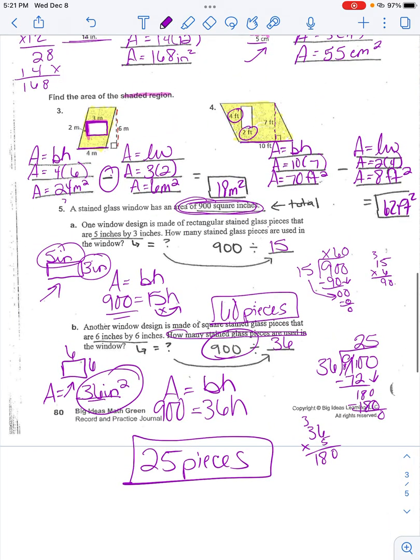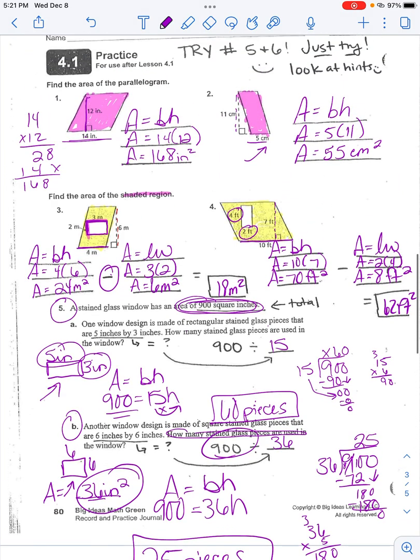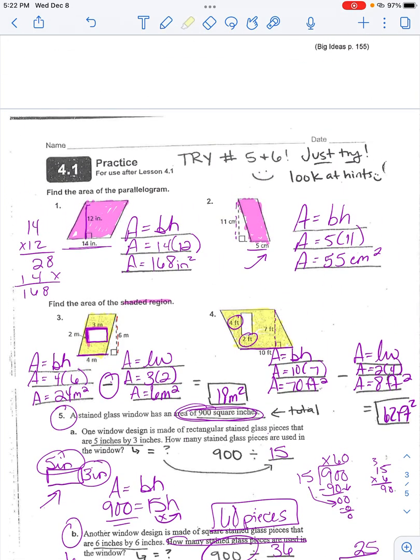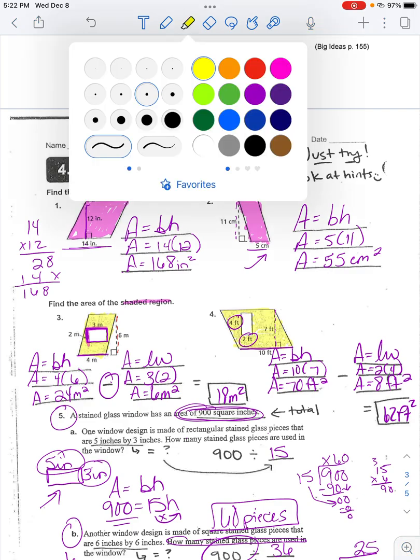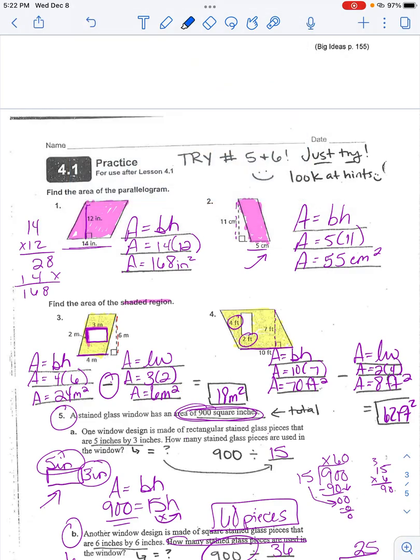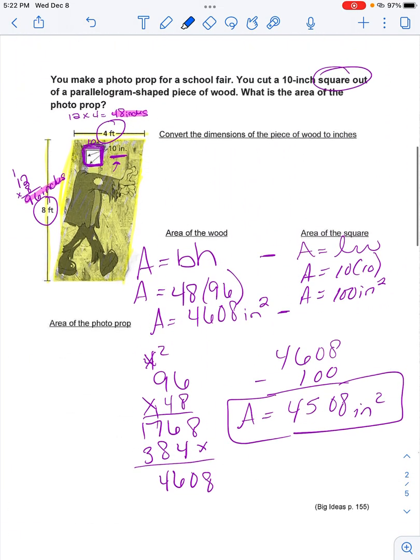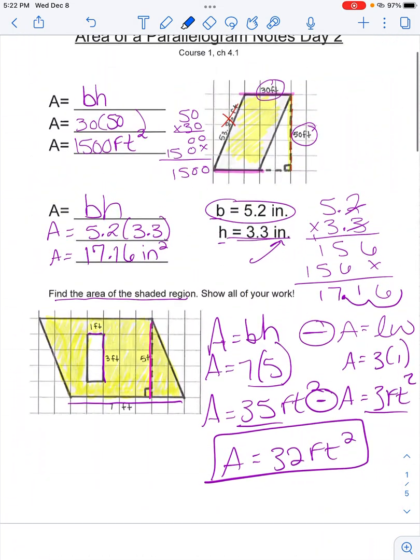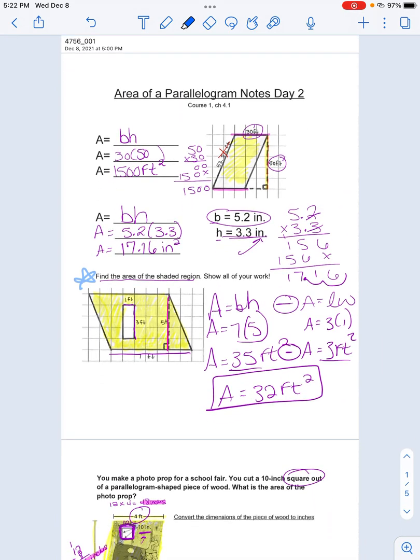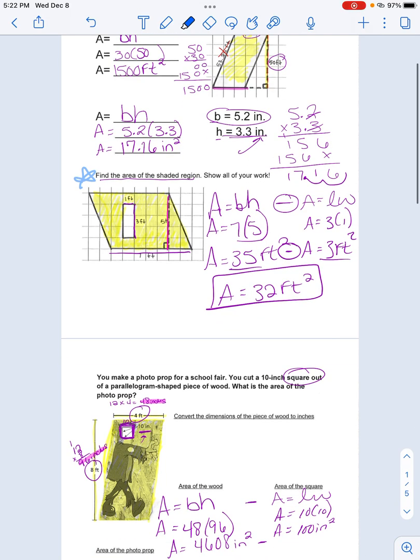Okay, guys. 5 and 6 were definitely a challenge, or 5A and 5B. What I'm most concerned that you are able to understand are problems like 3 and 4 today. I already know you know how to do 1 and 2, but the ones that I want you to be able to do are 3 and 4, and the like up here, finding the area of the shaded region. All right, I will see you tomorrow.